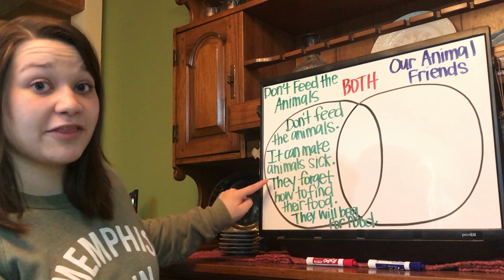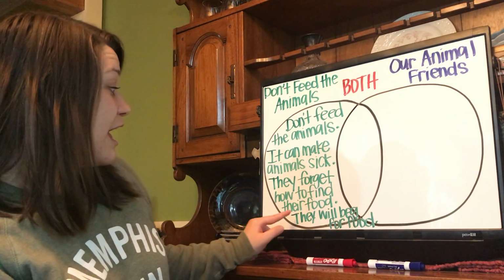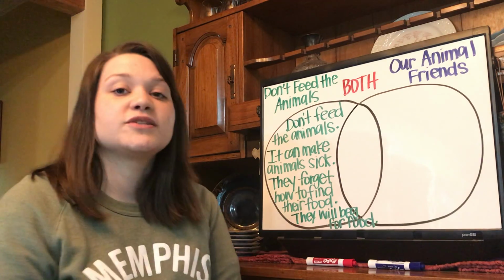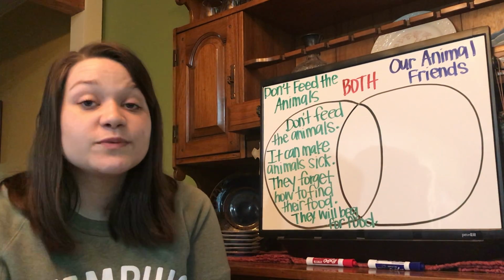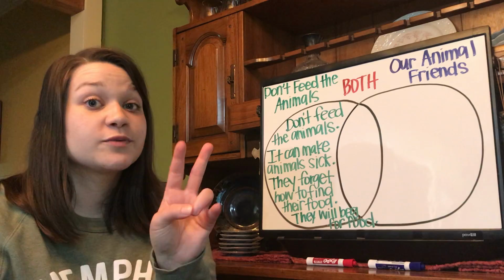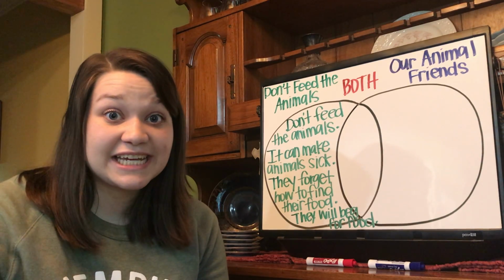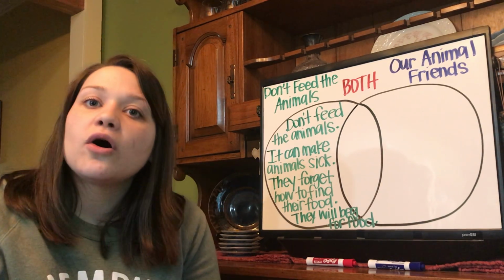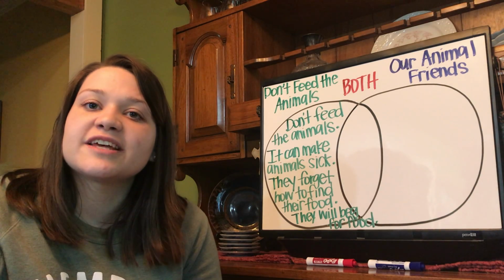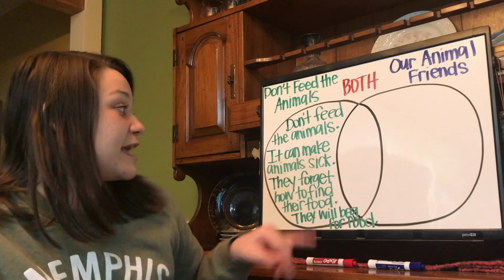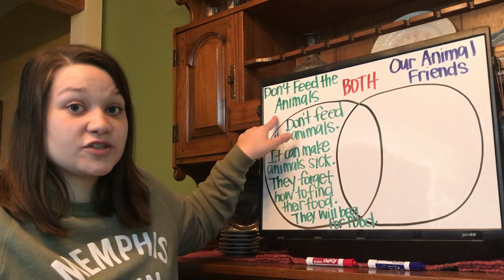They forget how to find their own food when you feed them. And they will beg for food. So now we're going to read the second story. And as we're reading, we're going to be doing two things. We're going to listen for those important ideas and important details, but we're also going to be listening for things that are the same things that we heard in the first story.